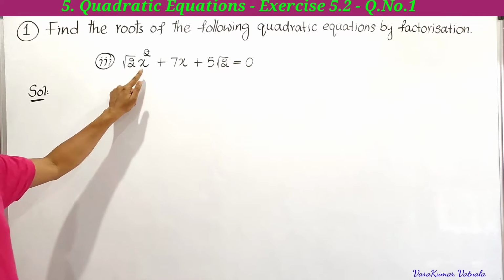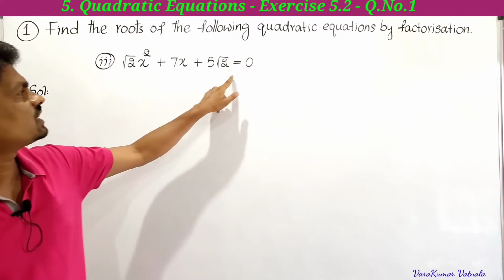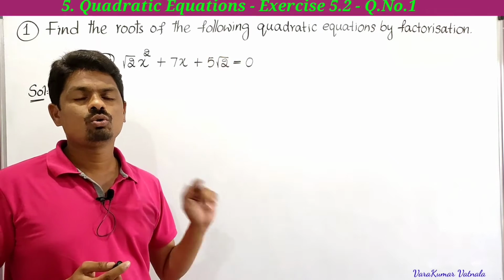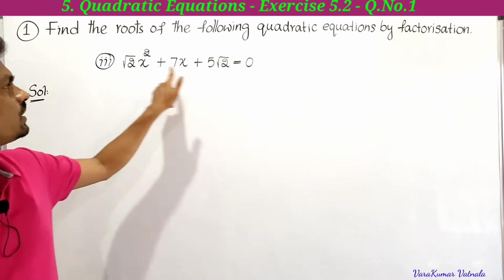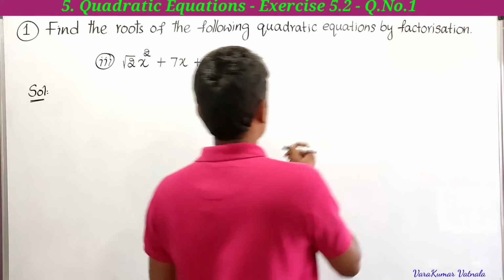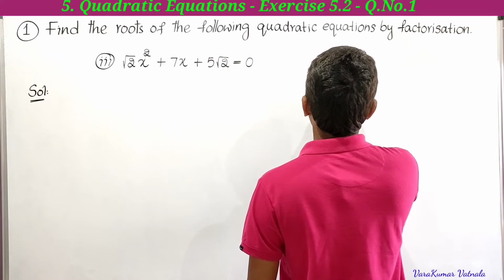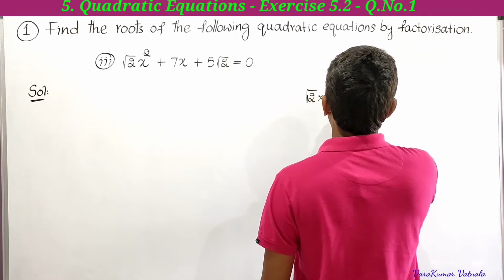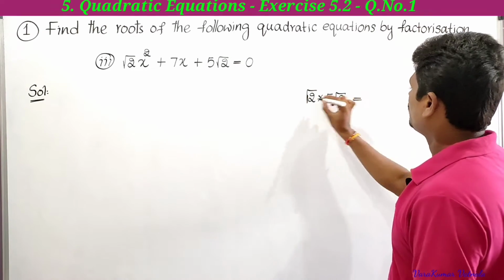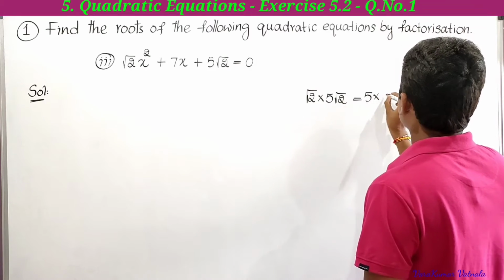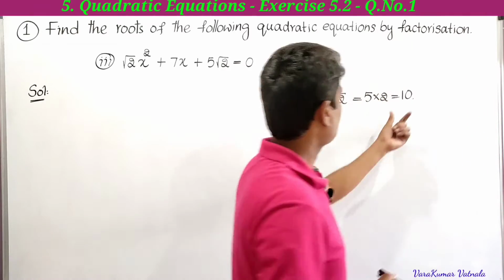See here, the x square coefficient is root 2, the x coefficient is 7, and the constant is 5 root 2. So what we have to do in the first step is multiply the x square coefficient with the constant. The x square coefficient is root 2 and the constant is 5 root 2. So root 2 into 5 root 2: 1 into 5 is 5, root 2 into root 2 is 2, so 5 into 2 is 10.